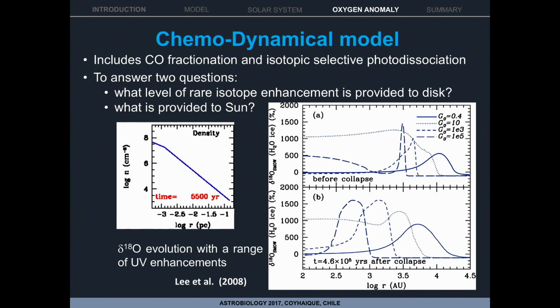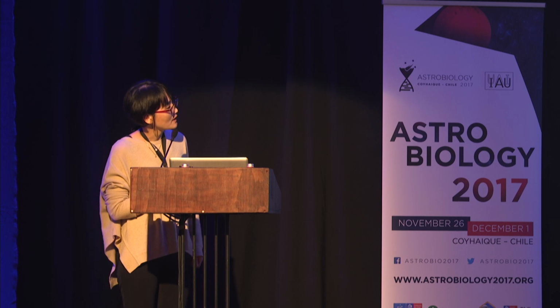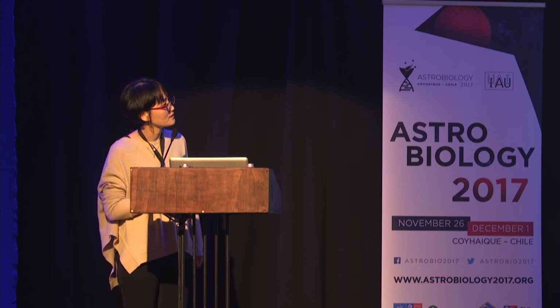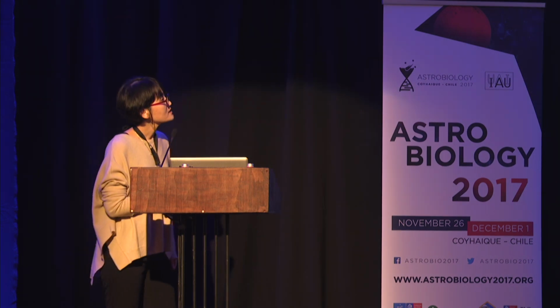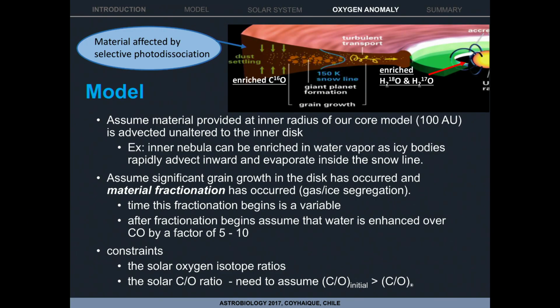So as expected, before collapse, in most cases, the highest anomalies are imprinted toward the core boundary. And after collapse, these high anomalies can move with the material. In this calculation, we assumed the material at the inner boundary of the collapsing core is provided directly to the disk. And we also assume significant grain growth and grain settling in the disk has occurred.